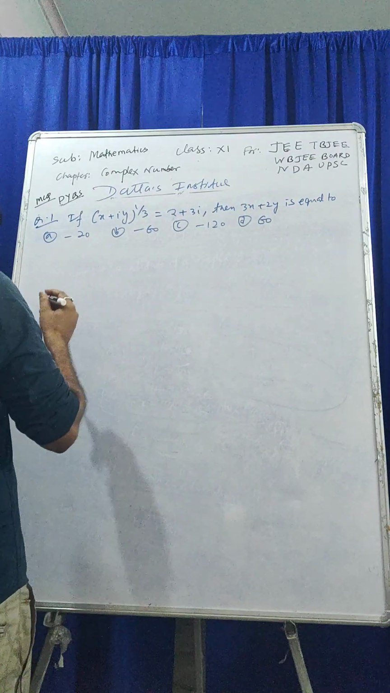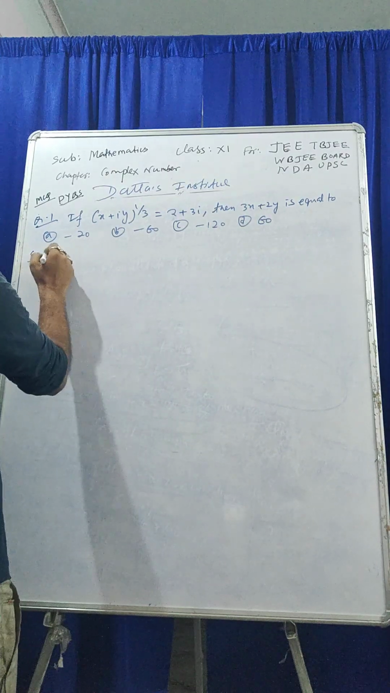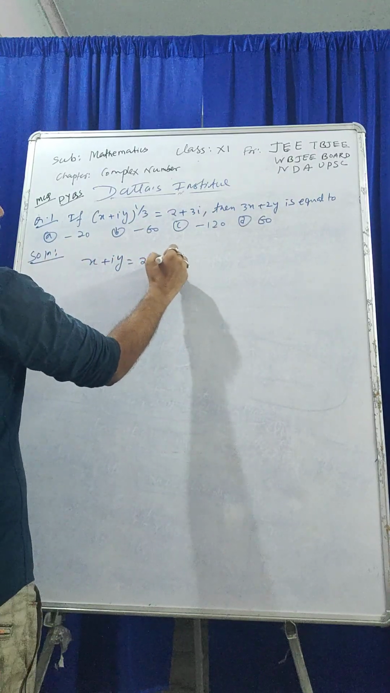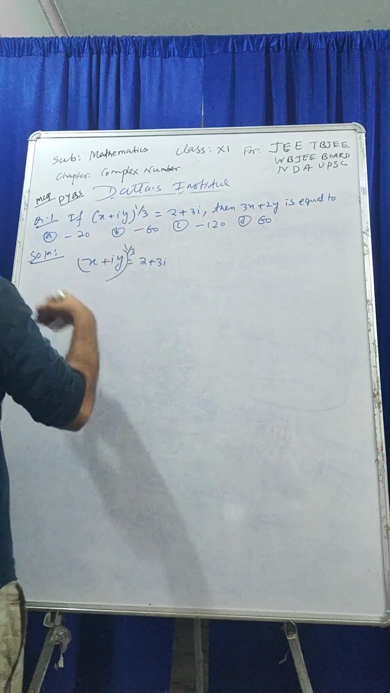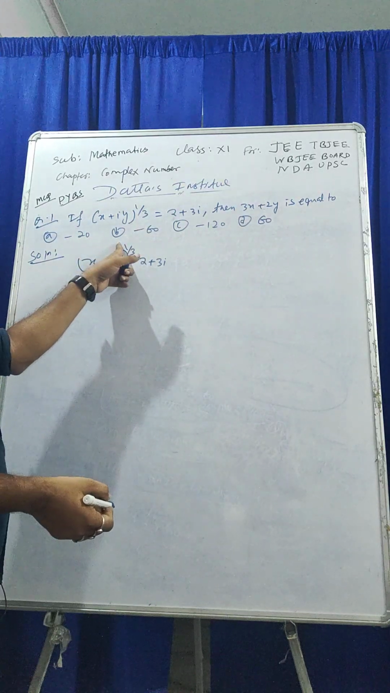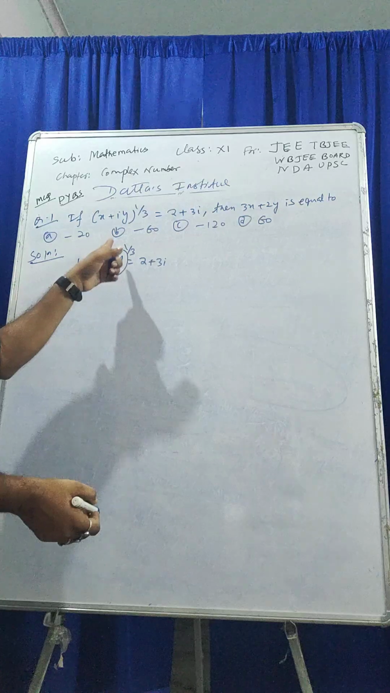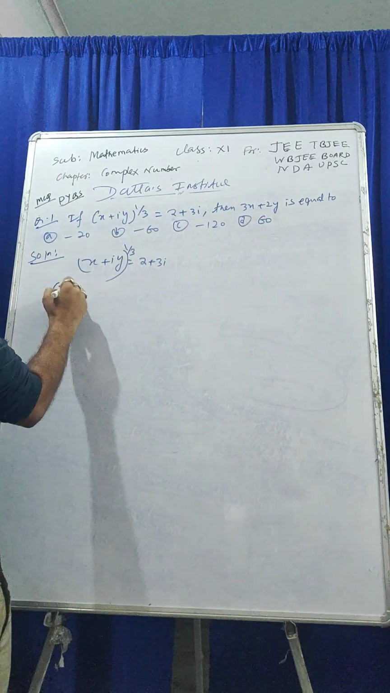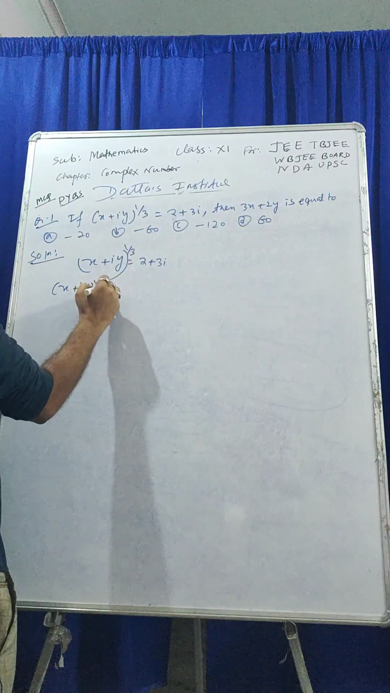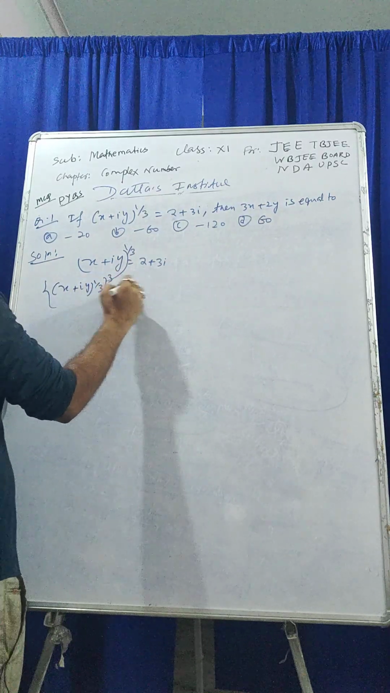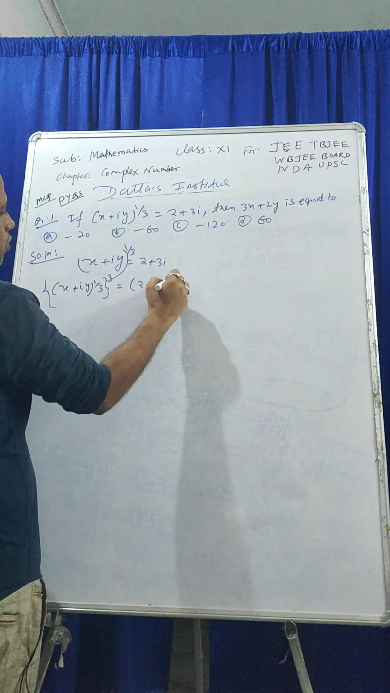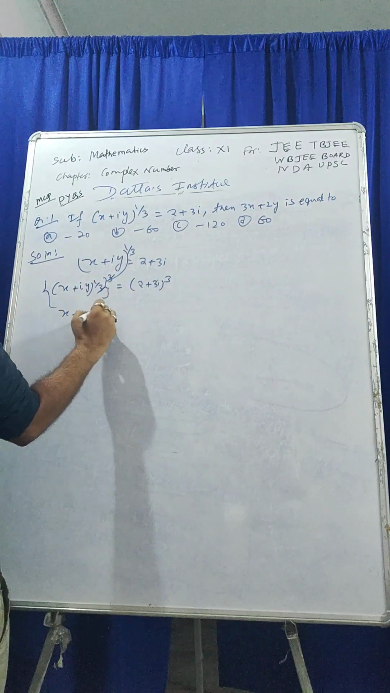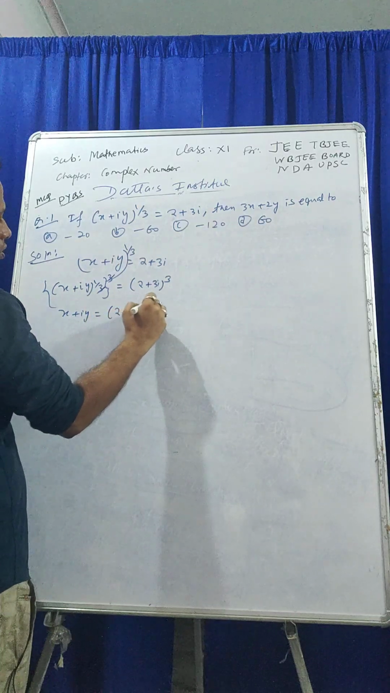So now I take this one, x plus iy equal to (2 plus 3i)^(1/3). Since here is 1 by 3, we have to cube both sides. So (x plus iy)^(1/3) cubed, and here also (2 plus 3i) to the power 3. Now this one will be cancelled, so x plus iy is equal to (2 plus 3i) whole cube.